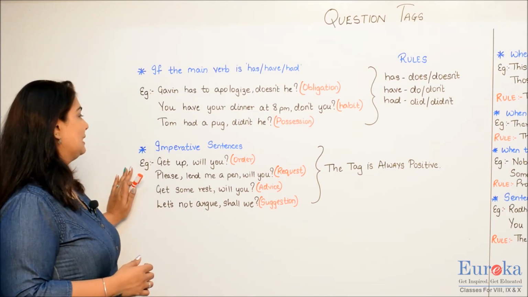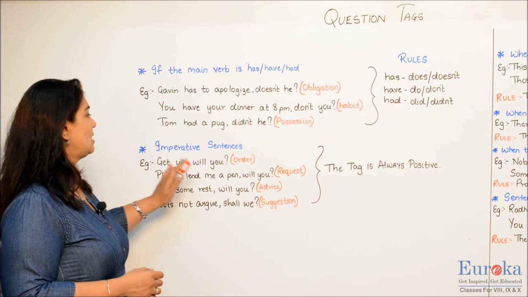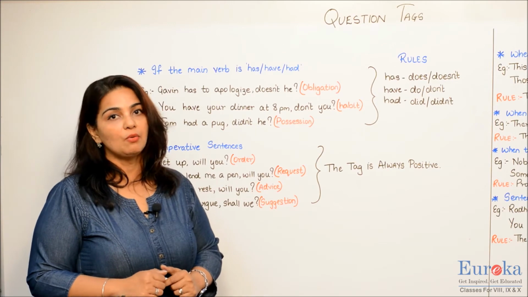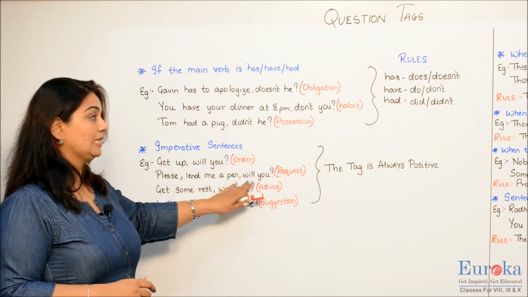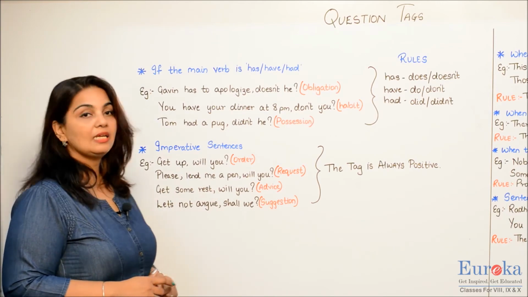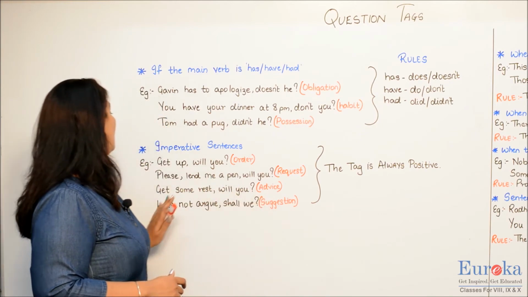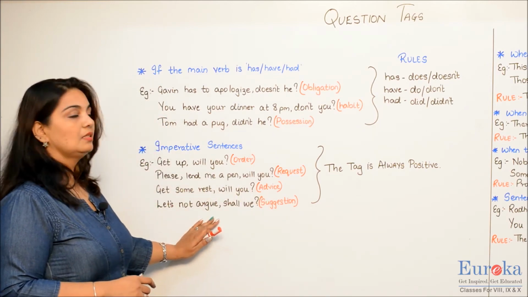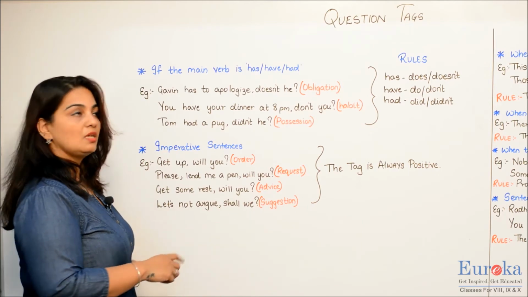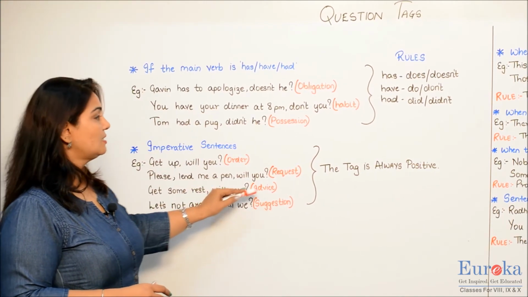The first one, get up, which is an order. The question tag is will you. Please lend me a pen. This is a request. The question tag given is again will you. Get some rest. This is an advice. The question tag again is will you. Let's not argue. That's a suggestion. Shall we? If you notice, in all the four examples that you've been given here, the question tags have always been positive ones.